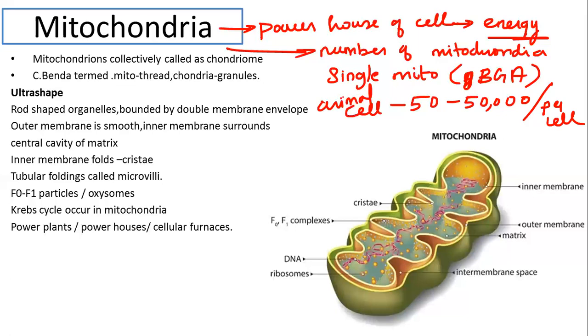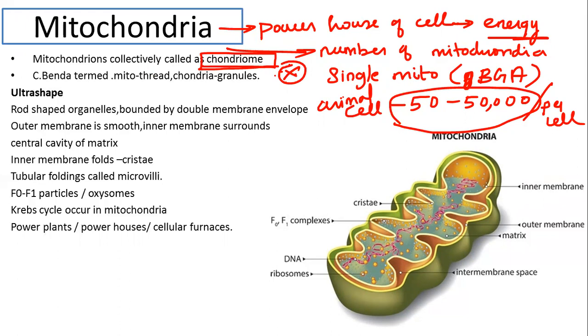So all these 50 to 50,000 mitochondria are collectively called chondriome. Remember this, all 50 to 50,000 mitochondria are collectively called chondriome. These terms are important. Very important to know.